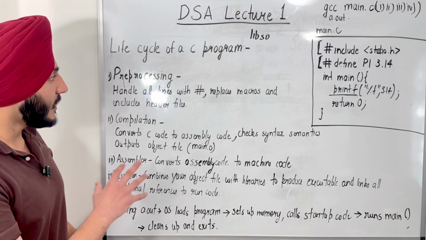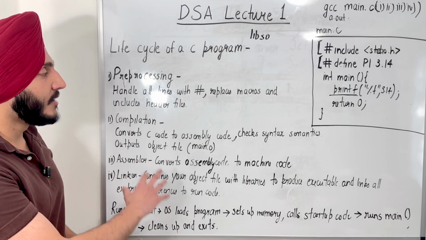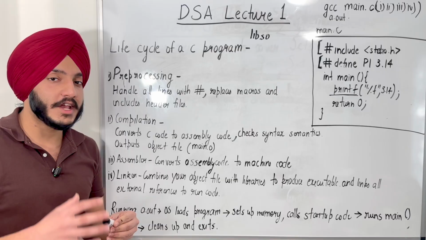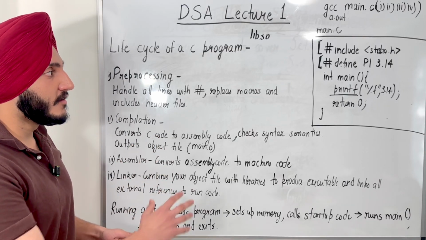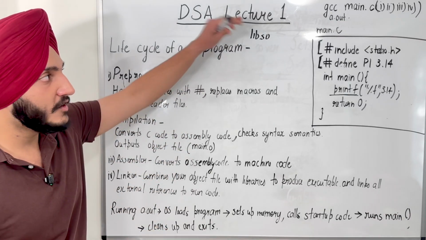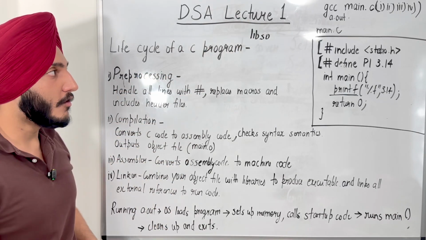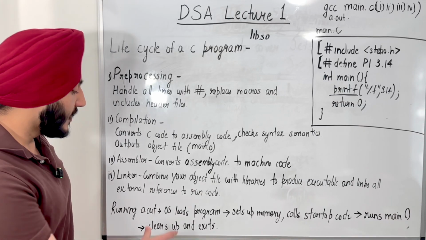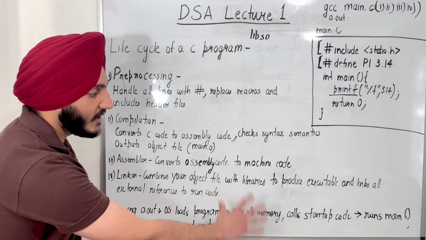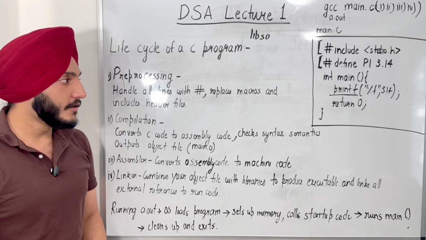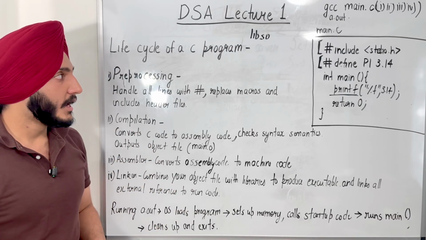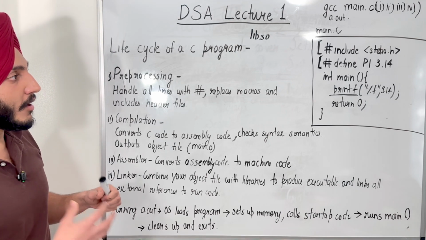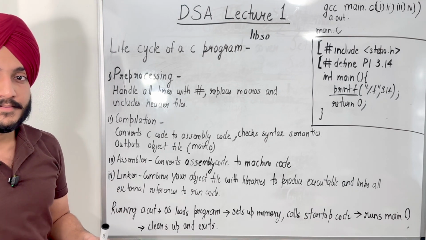So I hope you guys understand the life cycle of a C program. I know this can be a bit complicated, but what you just need to understand is that there are 4 steps when you run the gcc main.c command, or the compilation command. And when you run a.out, these are the steps that happen, right? So even if you have just a general idea from this lecture, that's totally fine. Okay, now we will move on to understanding how the memory works.